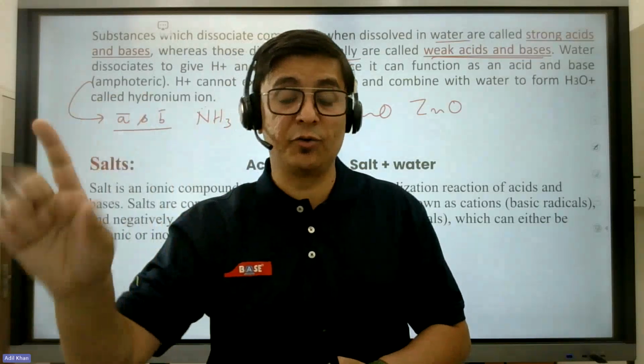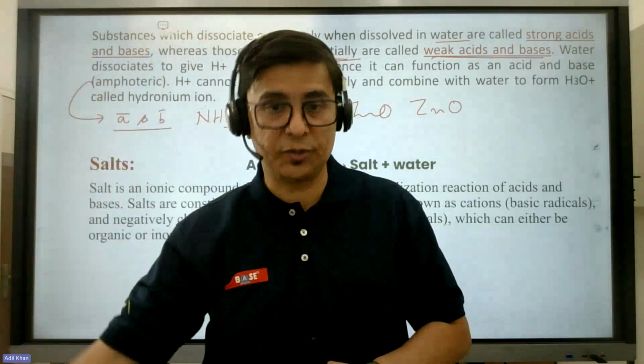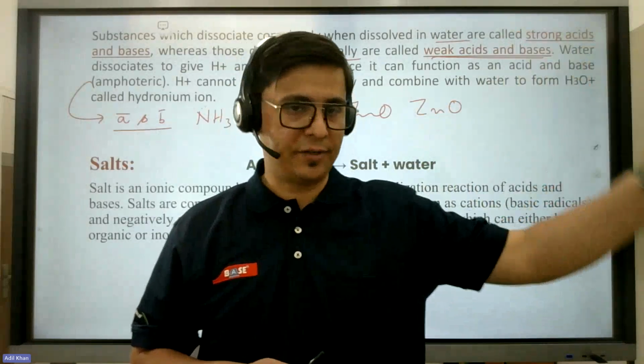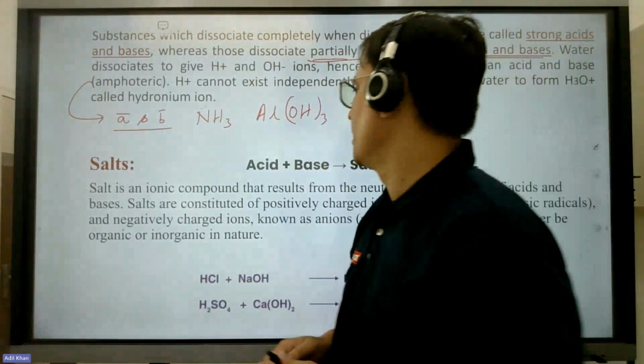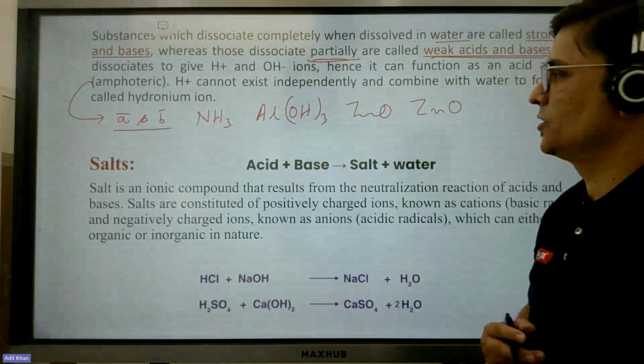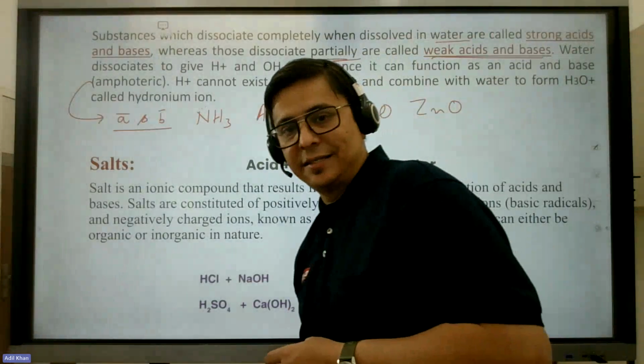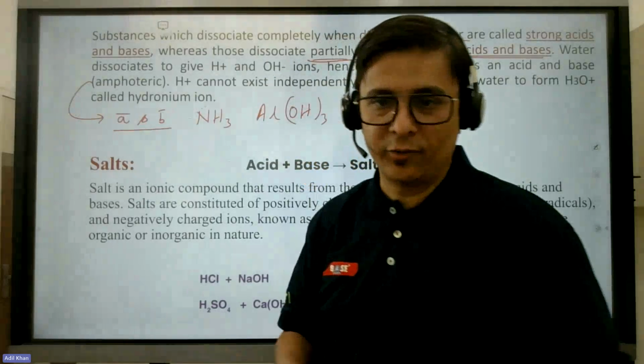So Arrhenius concept in a nutshell: acids are those which produce H plus ion in the presence of water, and bases are those which produce OH minus ion in the presence of water. That's for you. Now let's come back and start salt. What do you know about salt? How is it produced? Acid reacts with bases and it will give salt and water.